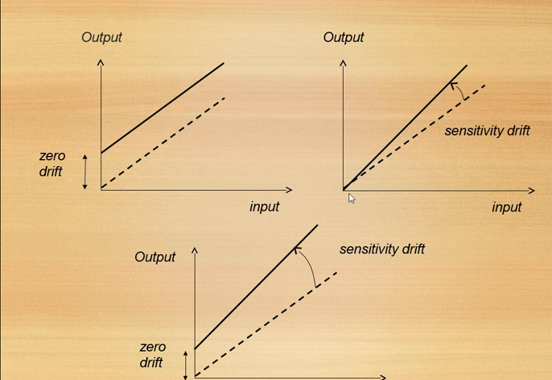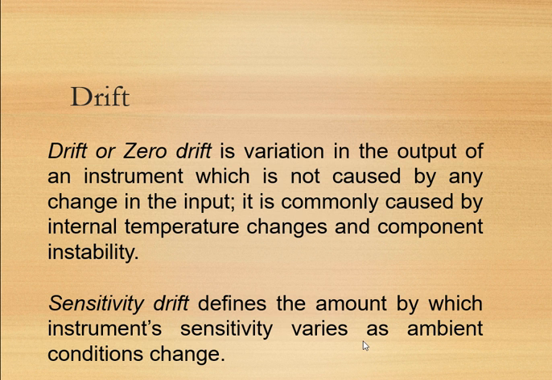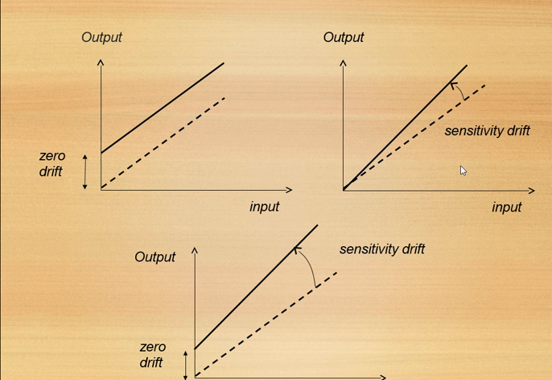See here, at 0 input it of course gives 0 output, but as we go on increasing the input, the sensitivity varies as some ambient condition changes, like temperature or other things. It is expected that we should get a graph like this, but due to some internal sensitivity changes, there is a gradual drift like this. So this is called a sensitivity drift.